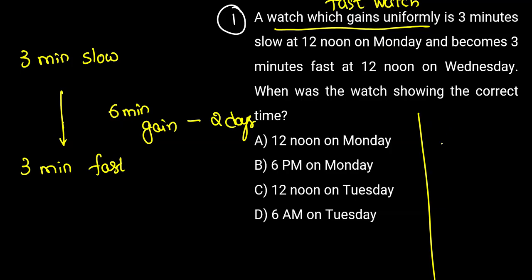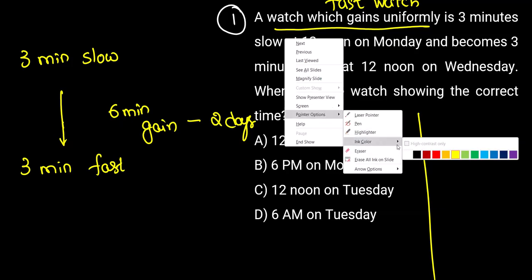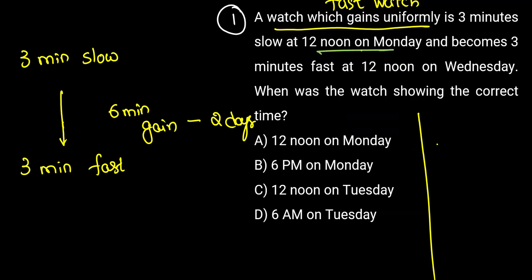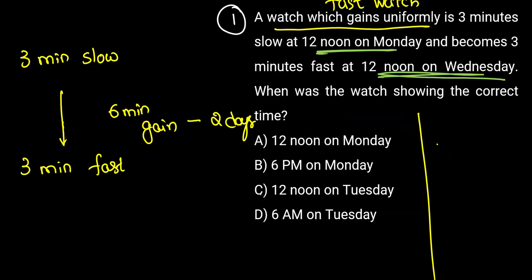6 minutes gain, 2 days. How did I calculate the 2 days? 12 noon on Monday. Okay, 12 noon on Monday. Here, 12 noon on Wednesday, because of that 2 days. So I hope you know the answer for this question is C.